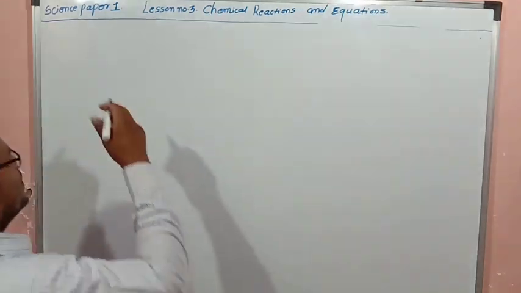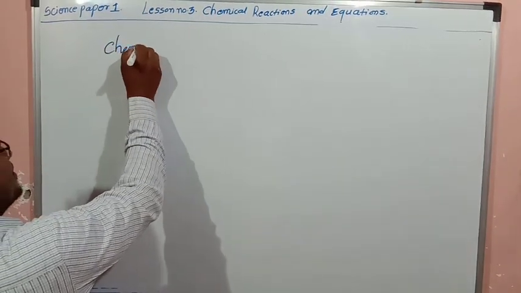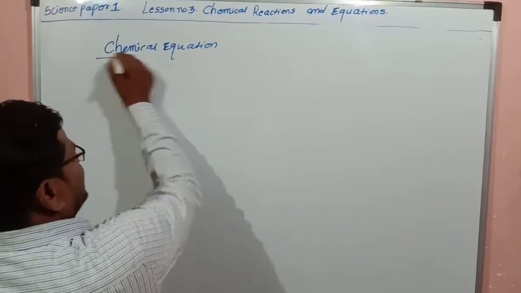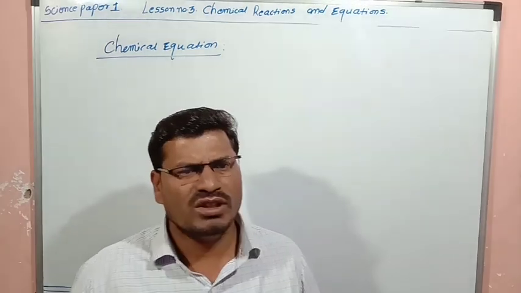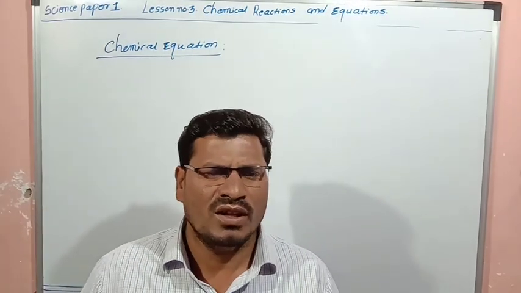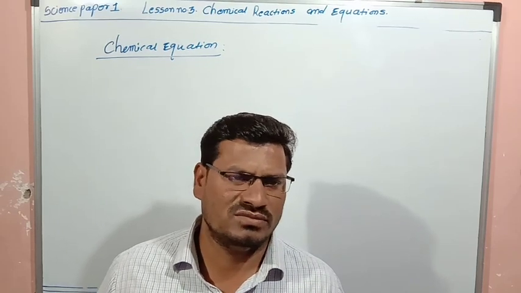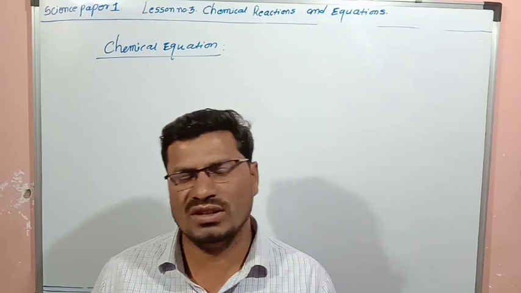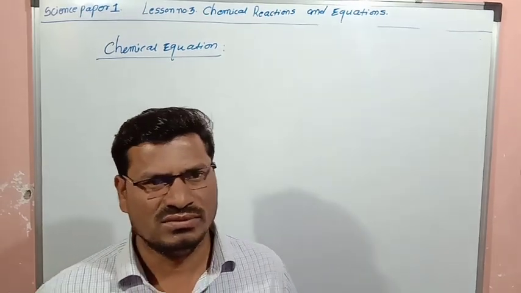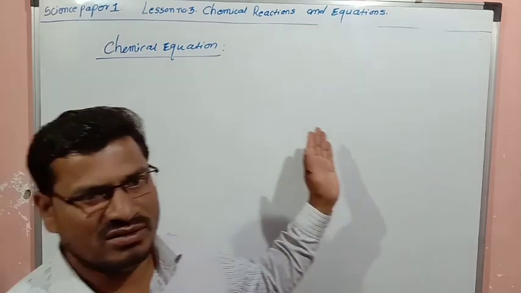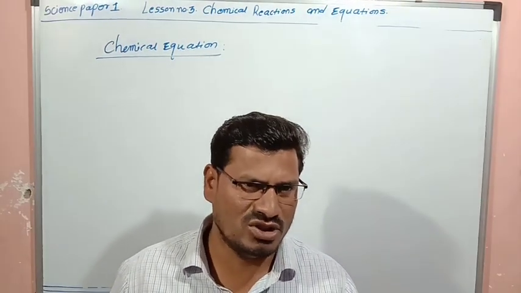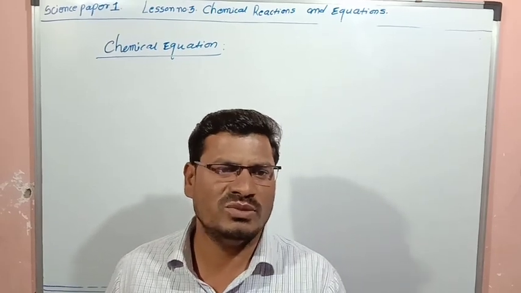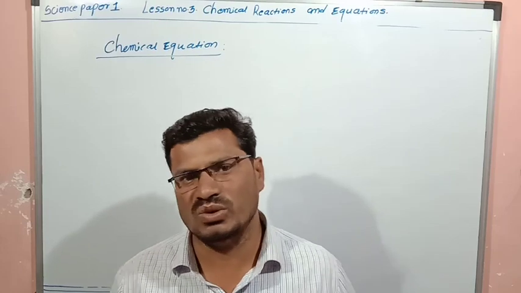So the next point is the chemical equation. In the case of the chemical equation, there are two types. The first one is the word equation and the second one is the chemical equation. So what is the difference between word equation and chemical equation? That one we are going to learn.